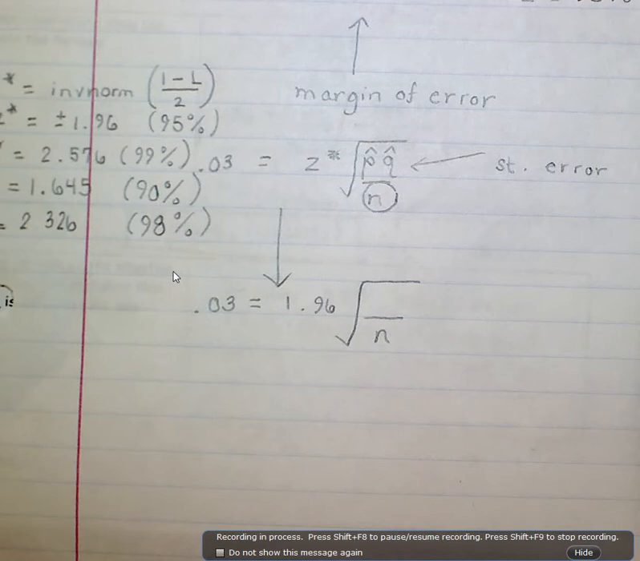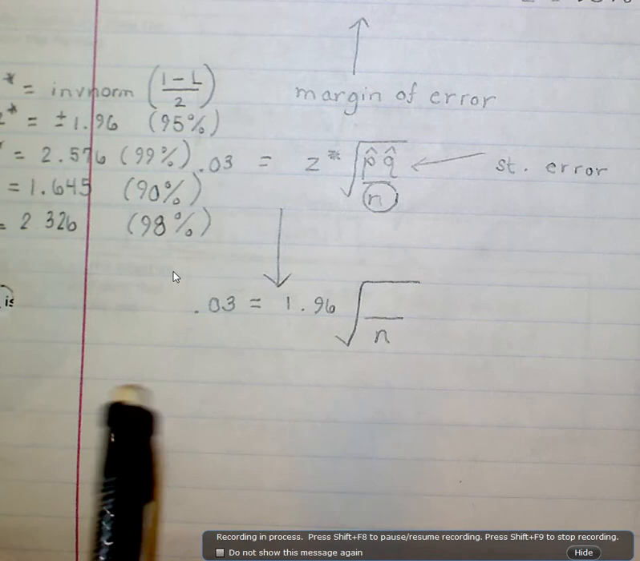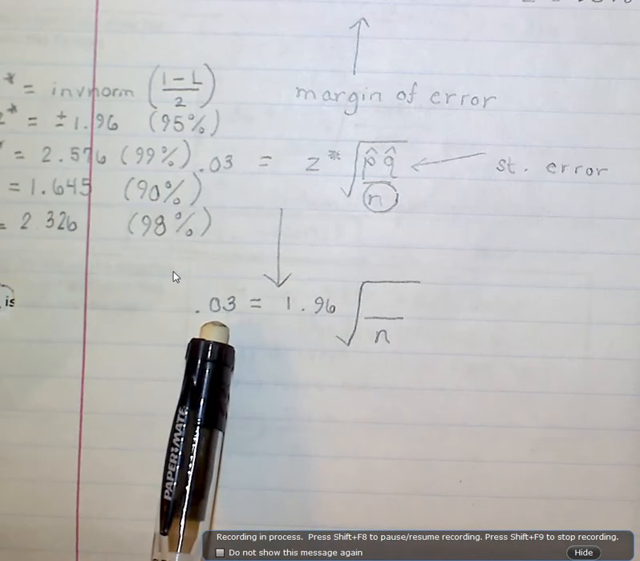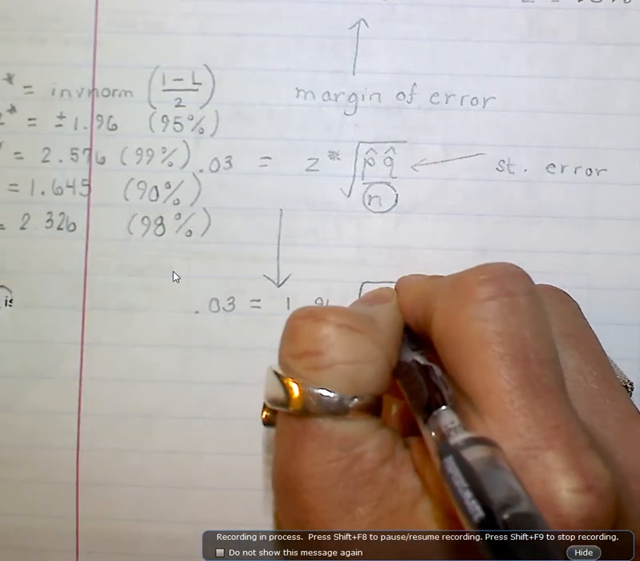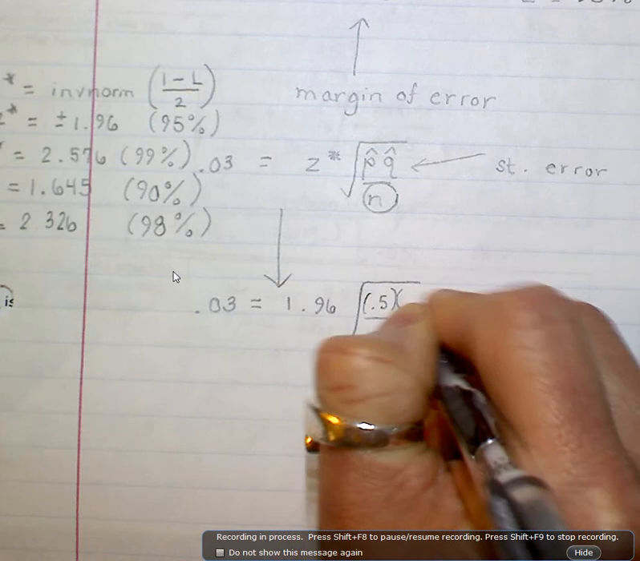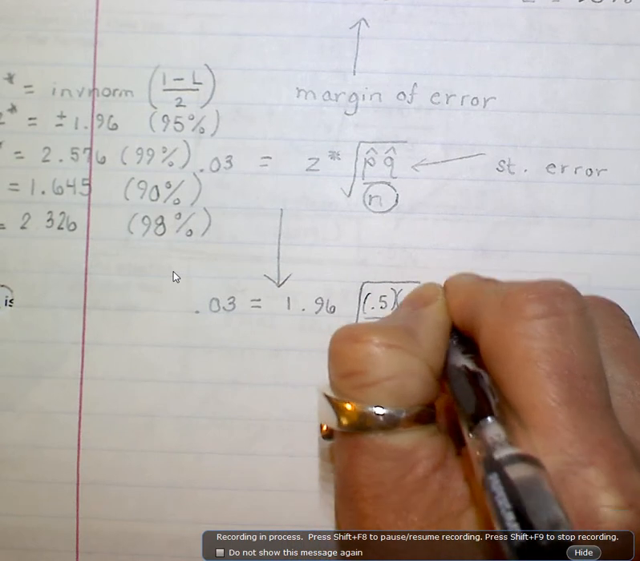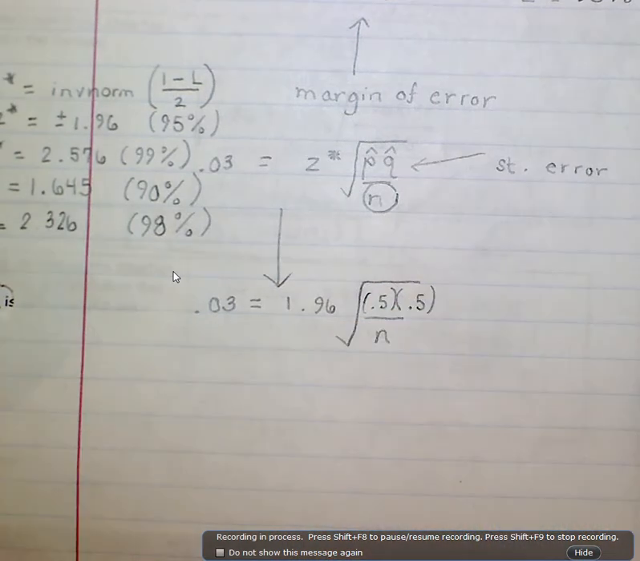Where do you get the biggest product? 0.5 and 0.5, right? And that will ensure that even if you get a proportion in your sample equal to 50%, you've selected a sample size that's going to keep this margin of error down to 0.03 or less. So when you are trying to determine a sample size for a particular margin of error, before you've taken a sample, then you're going to use 0.5 for p-hat. Okay? Does that make sense?